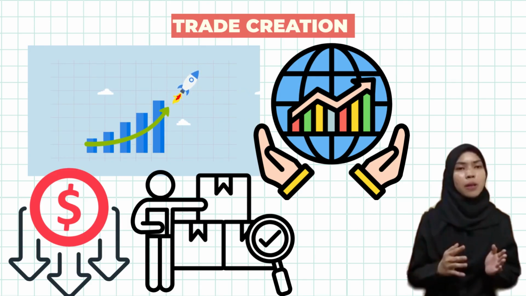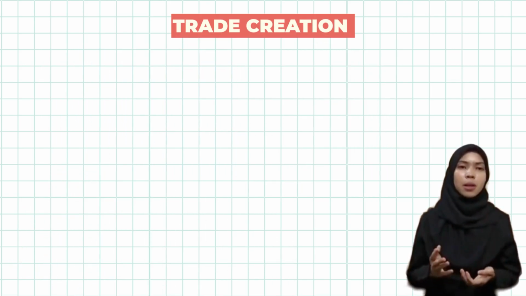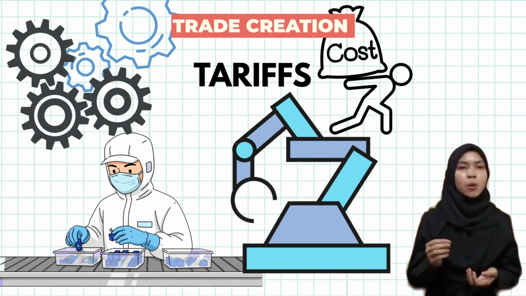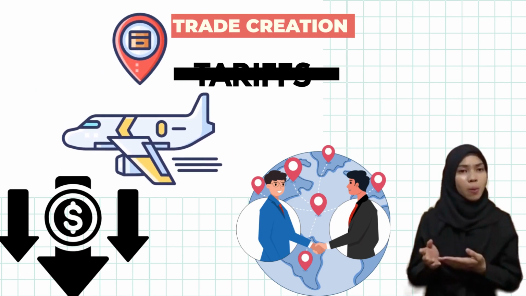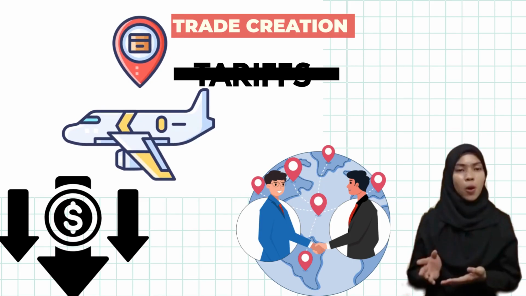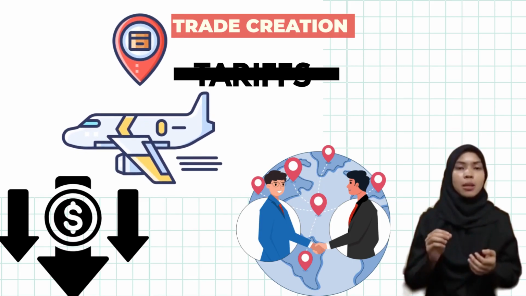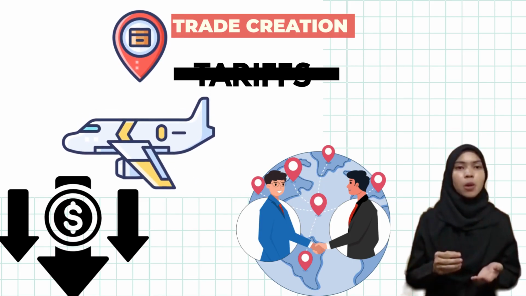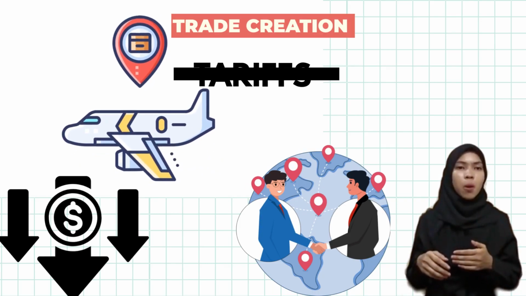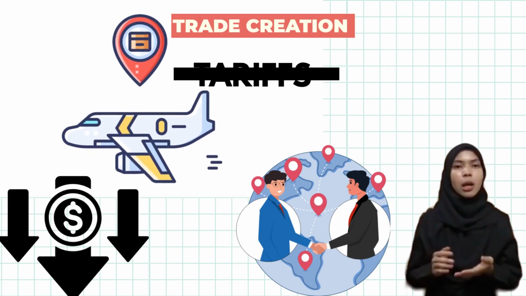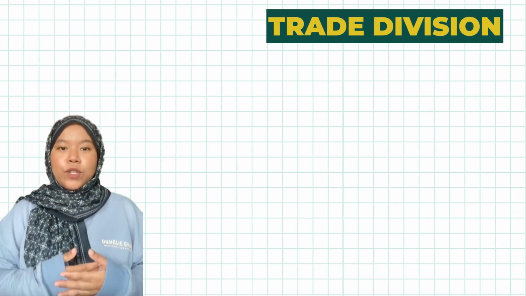each country's comparative advantage. For example, before, Malaysia produced electronic components at a high cost due to tariff protection. However, after tariffs were eliminated, Malaysia started importing these components from Vietnam, which could produce at a lower cost. This is an example of trade creation, where production moves to the efficient producer, benefiting both the consumer and the overall economy. Now we talk about trade diversion.